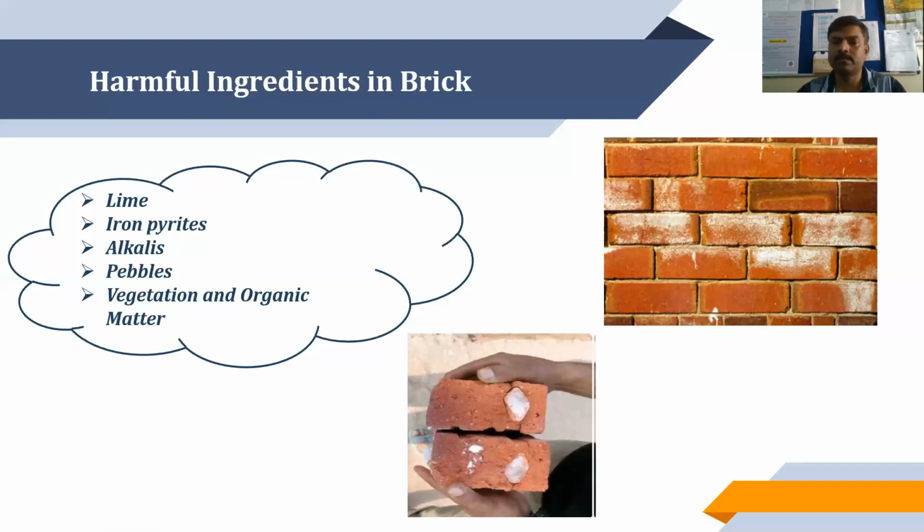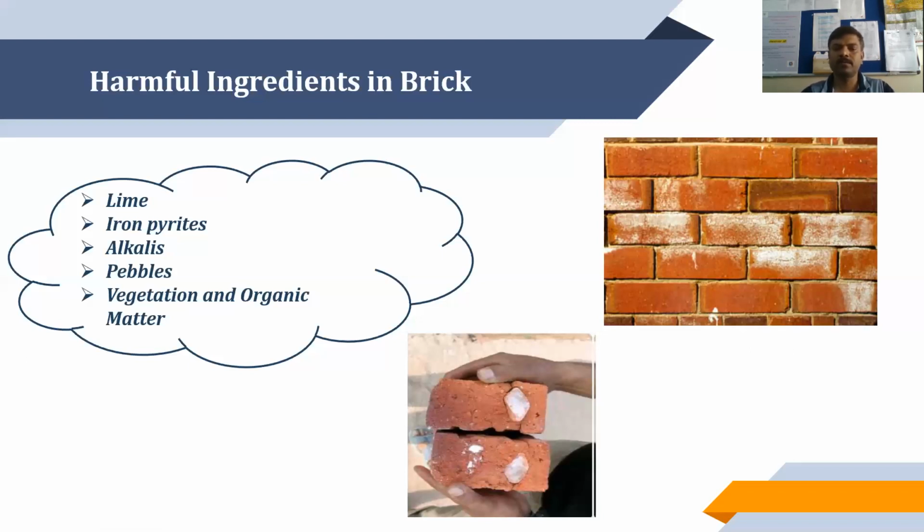When we cure the brick or when we saturate the brick wall after the masonry work, what happens? These harmful materials, alkalis, pyrites, present in the soil get dissolved and appear on the surface of the brick. This is called efflorescence.